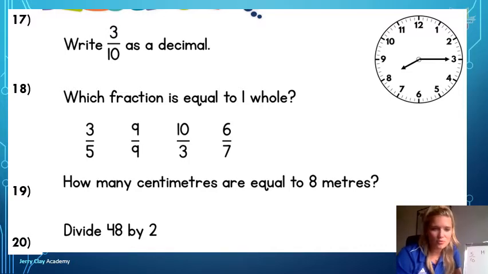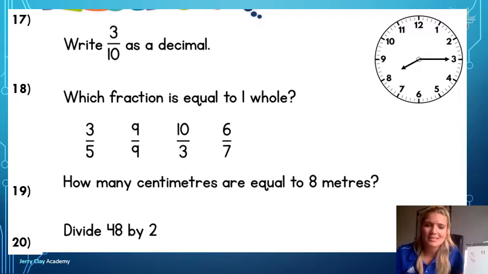Then you're writing, telling me what fraction is equal to 1 whole. So think about the rule that we spoke about. Think about what else would happen if you need to draw it as a bar model to see, is it a whole that is shaded? Then you can see that clearly.